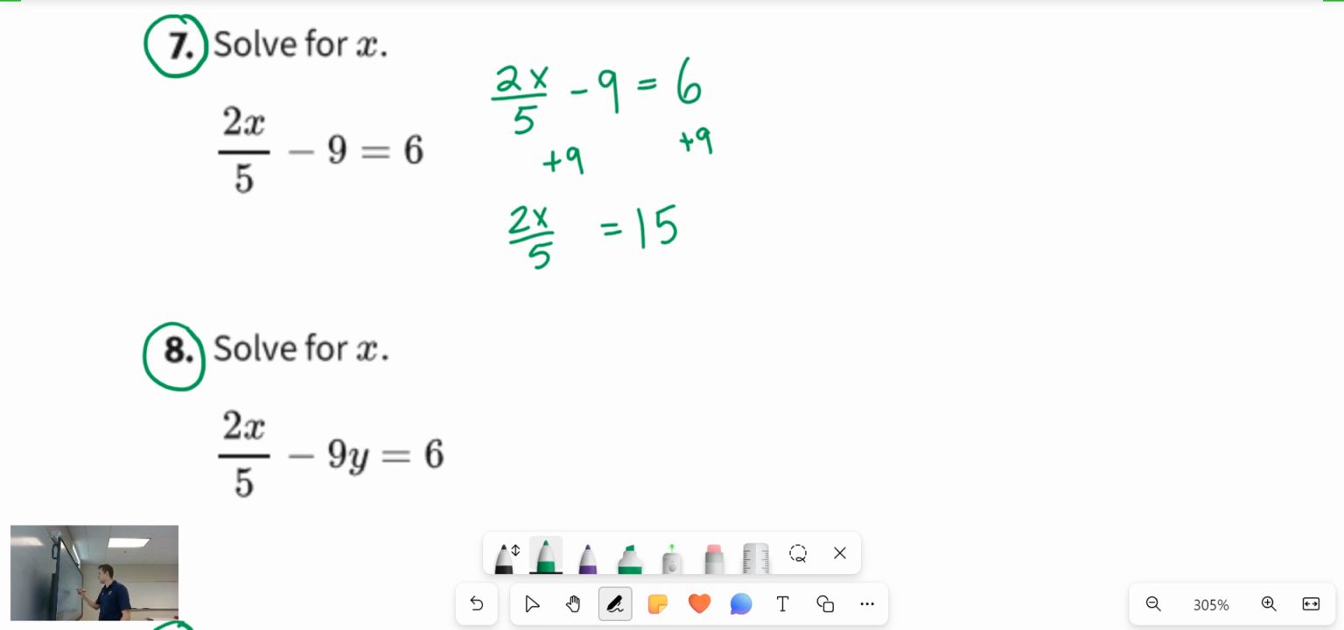All right, now we're going to multiply both sides by 5. We should end up with 2x equals, what's 15 times 5? Maybe you can do it in your head, maybe not. It is 75. All right, 2x equals 75, and we're going to continue up here.